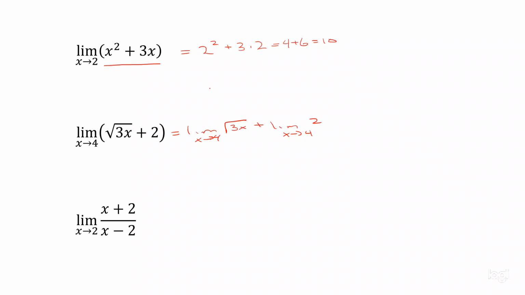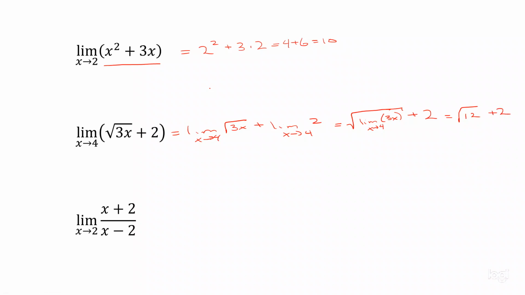First part, we have to use the property of the nth root, which means we can take the limit of the square root of 3x and turn that into the square root of the limit of 3x. So let's rewrite that. That's equal to the square root of the limit as x goes to 4 of 3x, plus 2. The limit as x goes to 4 of 3x, that's a polynomial. We can plug that 4 in, so we get 12. And so this is simply the square root of 12, plus 2.